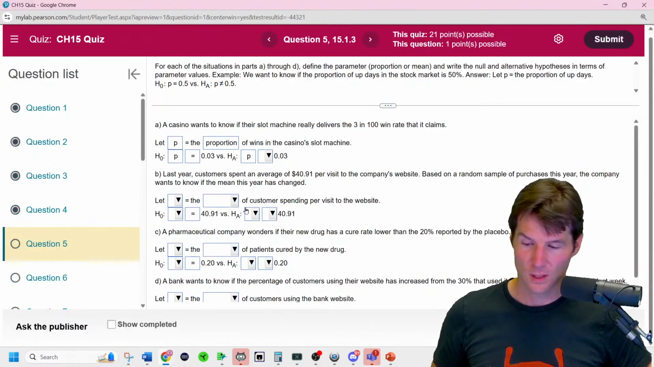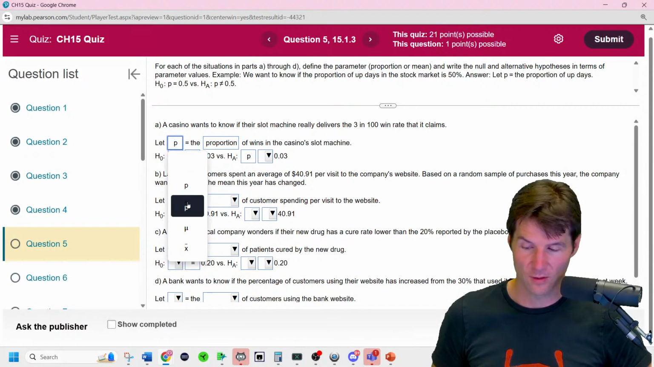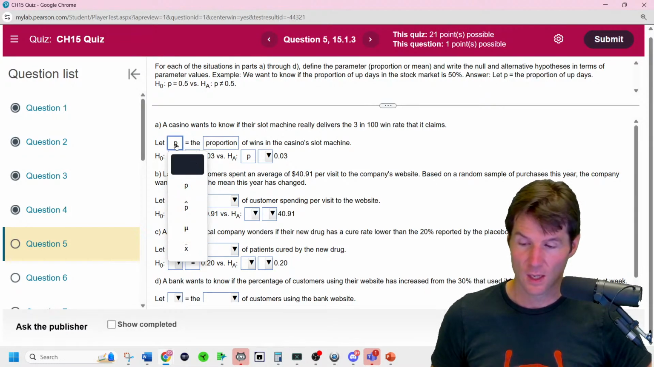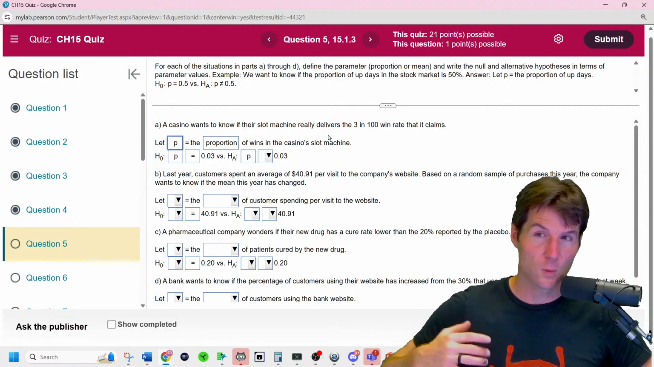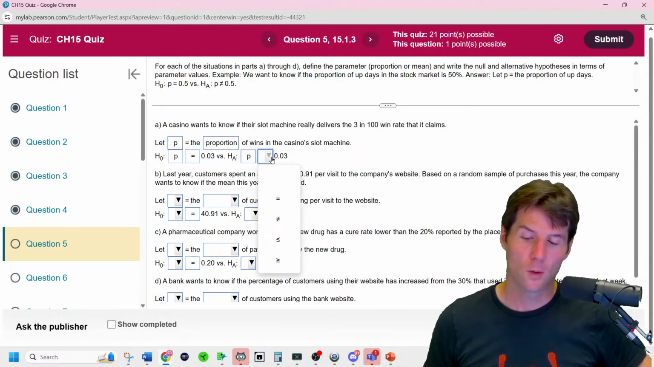So if you notice, once we know it's P, it's proportion. It'll never be P hat and it'll never be X bar. So you only have two choices, P or mu for this. And then I think people are already saying it. The alternative is: is it really 3 out of 100 or is it not 3 out of 100?